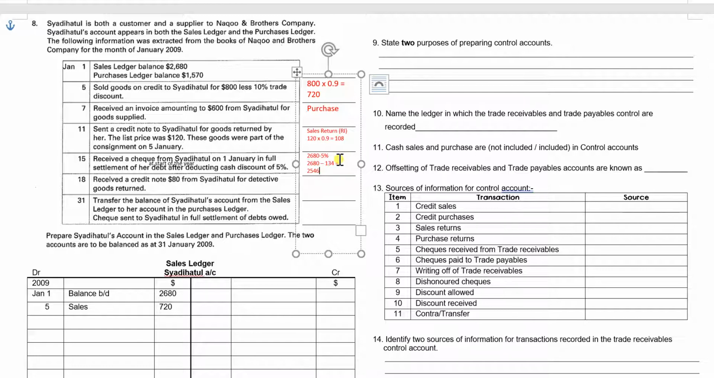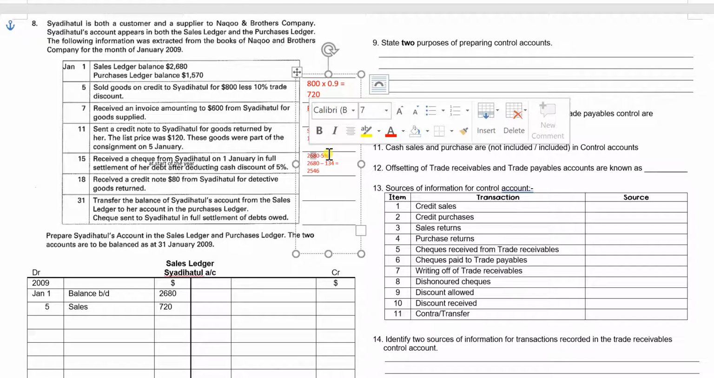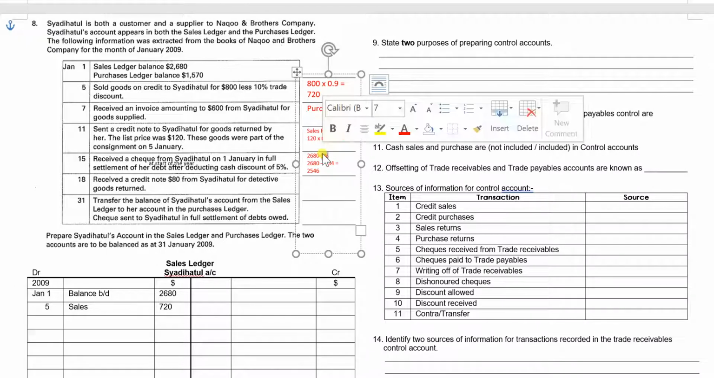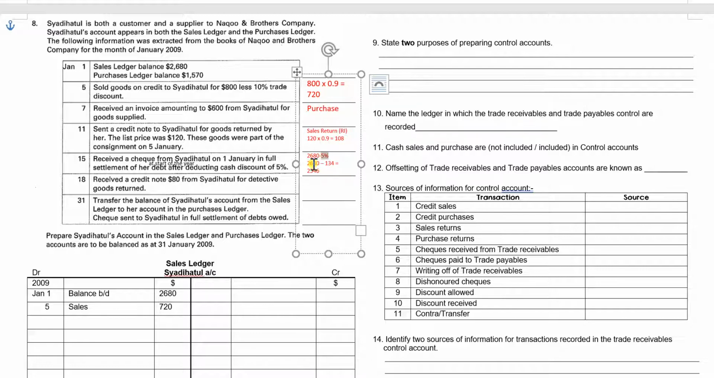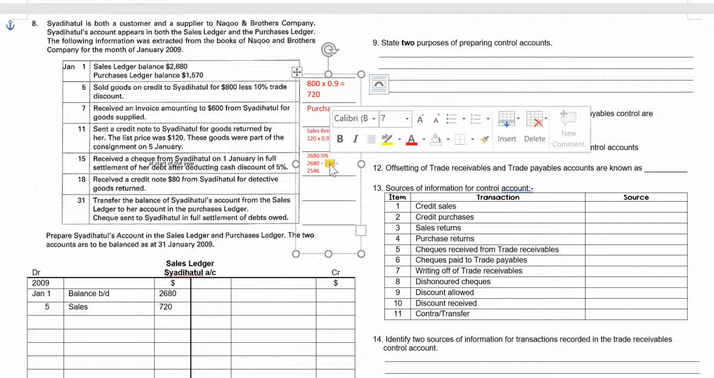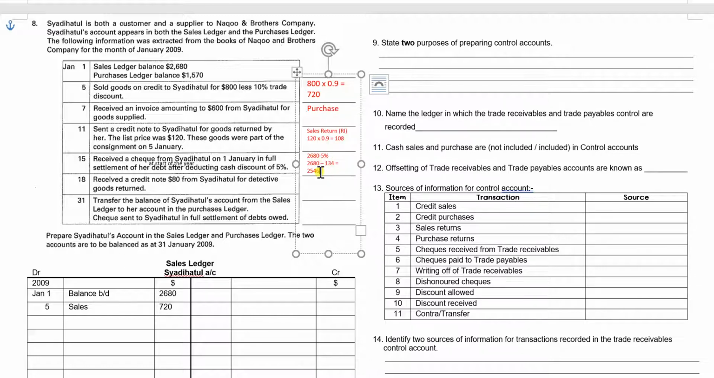Okay, this is the amount she owes. You sell to her, and this is the amount she owes. So now she wants to settle her debts, but you give her 5% cash discount. Cash discount relating to sales is called discount allowed. So 2680 minus 5%, 5 out of 100, so it's 134. 5% of 2680 is 134. So you minus off, and the amount you have to pay is 2546. How are we going to record this?